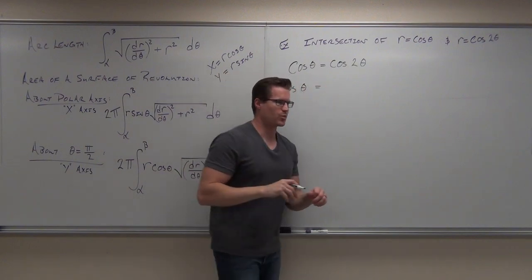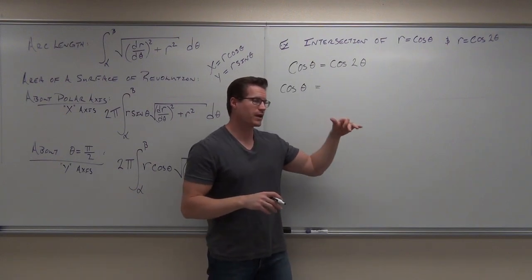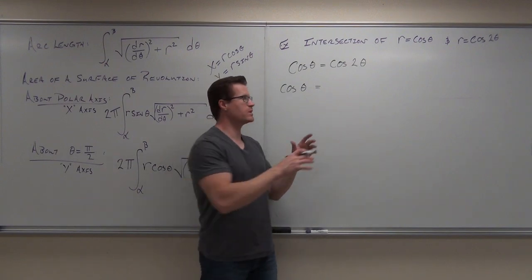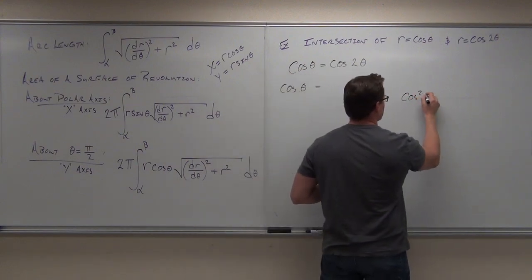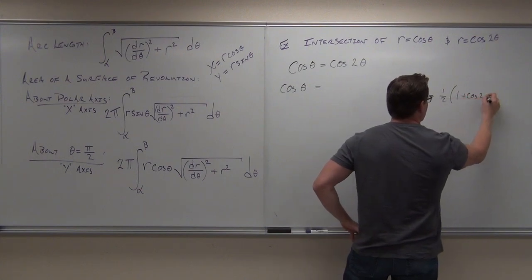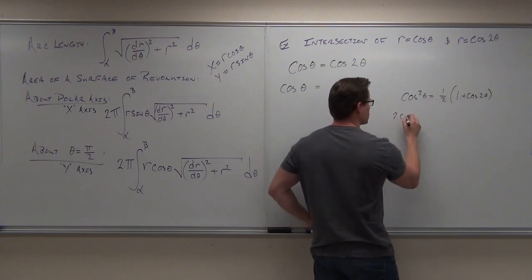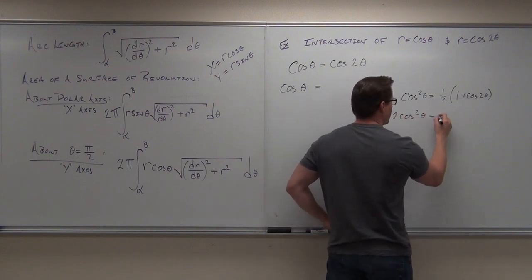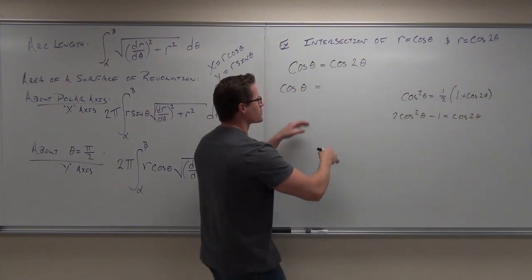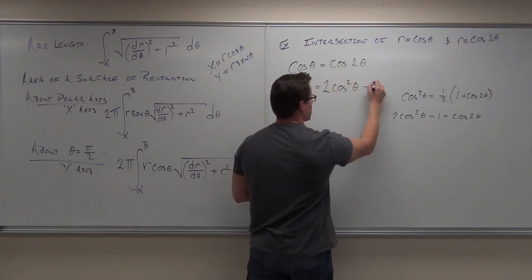And I'm going to use that formula that we often use, but we're going to use it in reverse. Remember how cosine squared theta equals 1 half times 1 plus cosine 2 theta? Well, that means we can do that in reverse. If we solve that for cosine 2 theta, then we get 2 cosine squared theta minus 1 equals cosine 2 theta. Does that make sense to you? We just solved that, used it in reverse. So this, therefore, equals 2 times cosine squared theta minus 1.